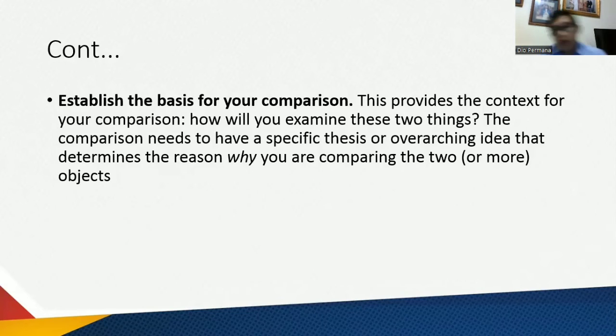Okay, and then after you evaluate this list, maybe you can start by establishing the basis for your comparison. This provides the context for your comparison. How will you examine these two things? Maybe you can use block organization, or point by point organization. It depends on you. So before you write your comparative and contrast paragraph, ask yourself why you should do this. Why should you make this difference? Why should you explain this similarity? Ask this question to yourself. This is essential because it helps you explain the details specifically, and give useful information for your reader. So that's why it is important to ask yourself why you should do this.